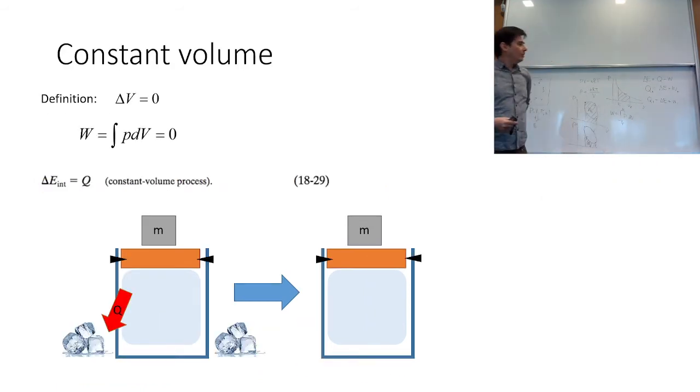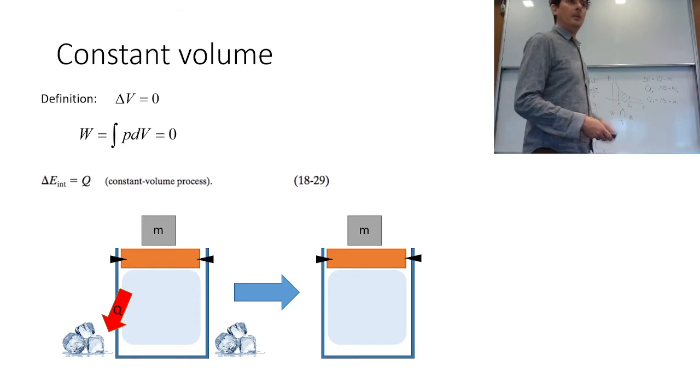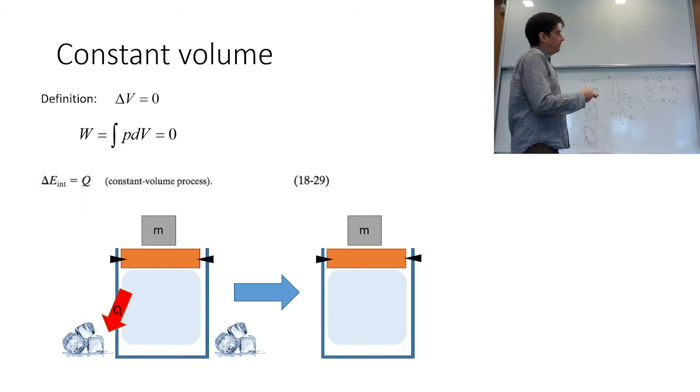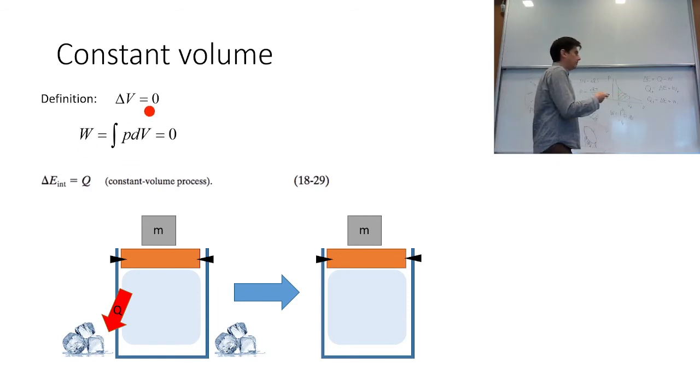Okay, constant volume, as the name suggests, basically means that the volume doesn't change. And if the volume doesn't change, then the system does no work, right? Because work is P times change in volume. So volume change is 0, work is 0. Okay, if work is 0, then the change in energy is purely due to the heat that enters or exits the system.